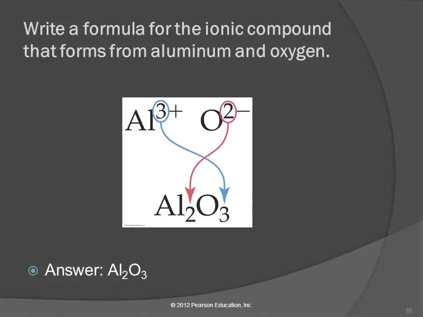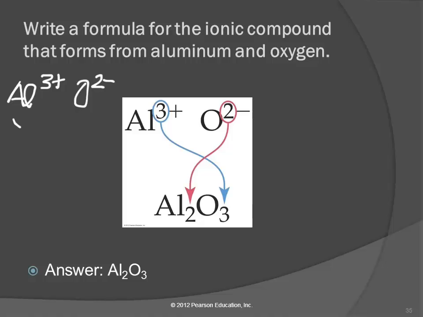But there are other ways to think about this, and so I'm going to show those to you. So here I've got aluminum 3+ and oxygen 2-. One way to think about this, the more math way, is to think, well, what's the least common multiple of those two numbers? The smallest number that they are both factors of is going to be 6. So I need to get 6 positives and 6 negatives.